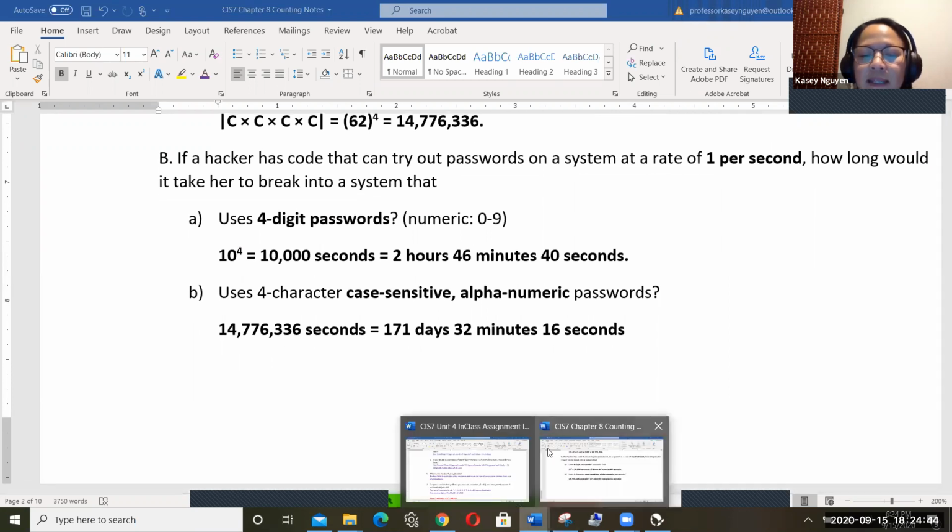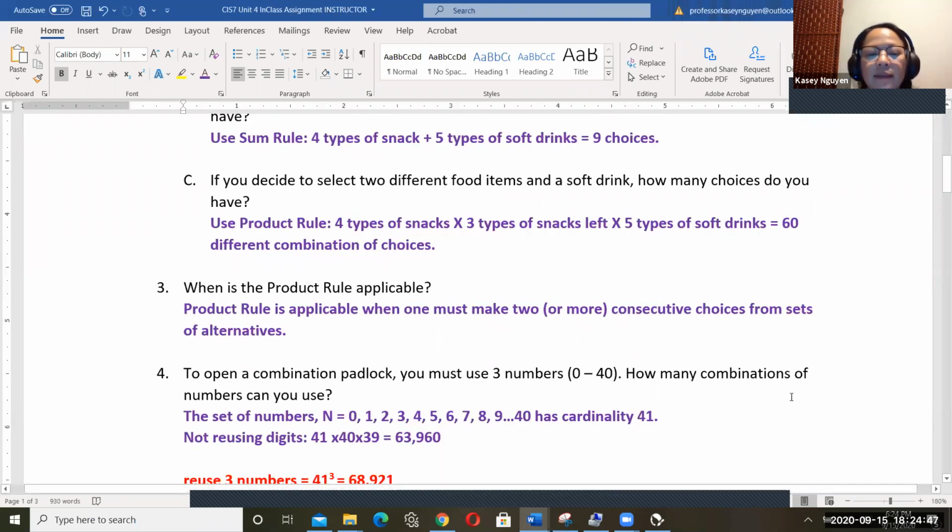Okay, so let's take a look at your assignment. You have a combination padlock, and it requires that you use 3 numbers, like the locker, where you rotate left, you rotate right, and you rotate left again. The number set given to you is 0 to 40, and it asks you how many combinations of numbers you can use. So first, we need to determine our set size: 0 to 40 gives us the cardinality of 41.